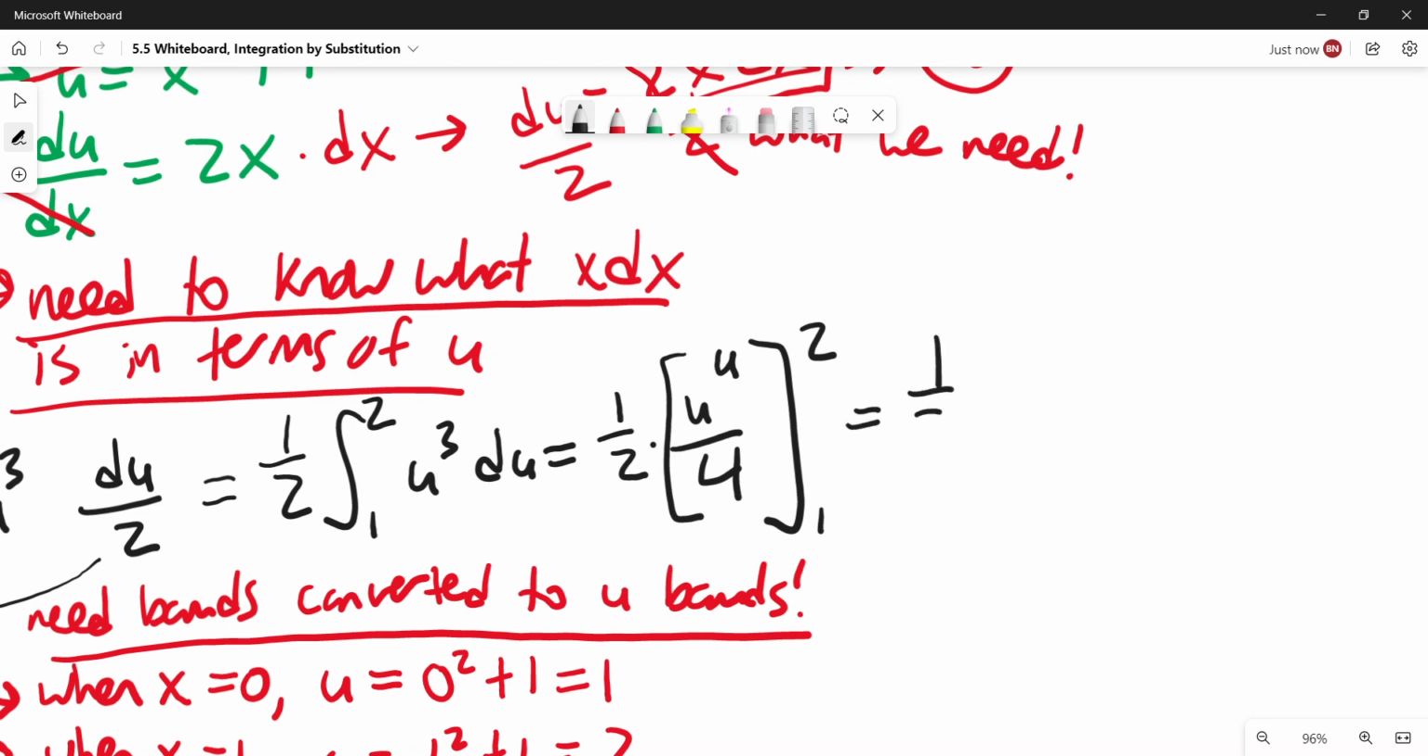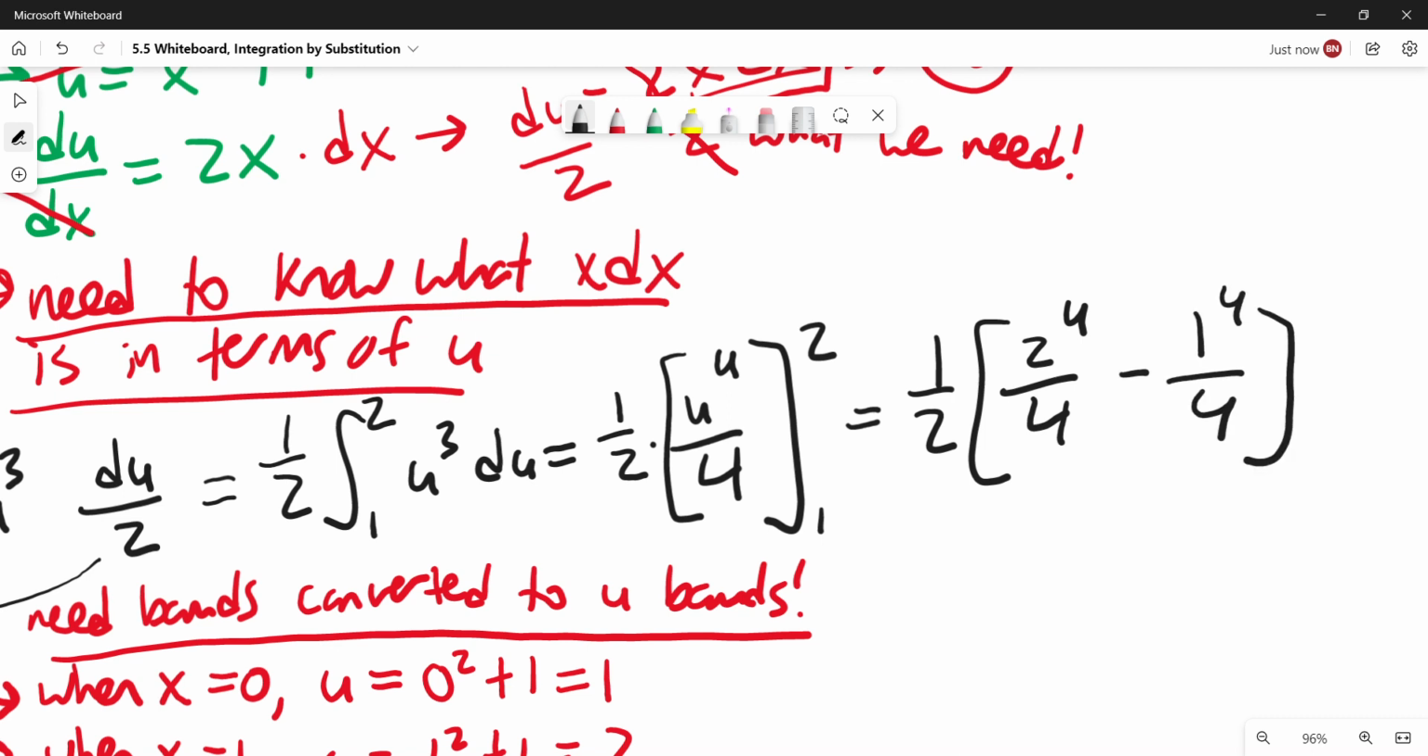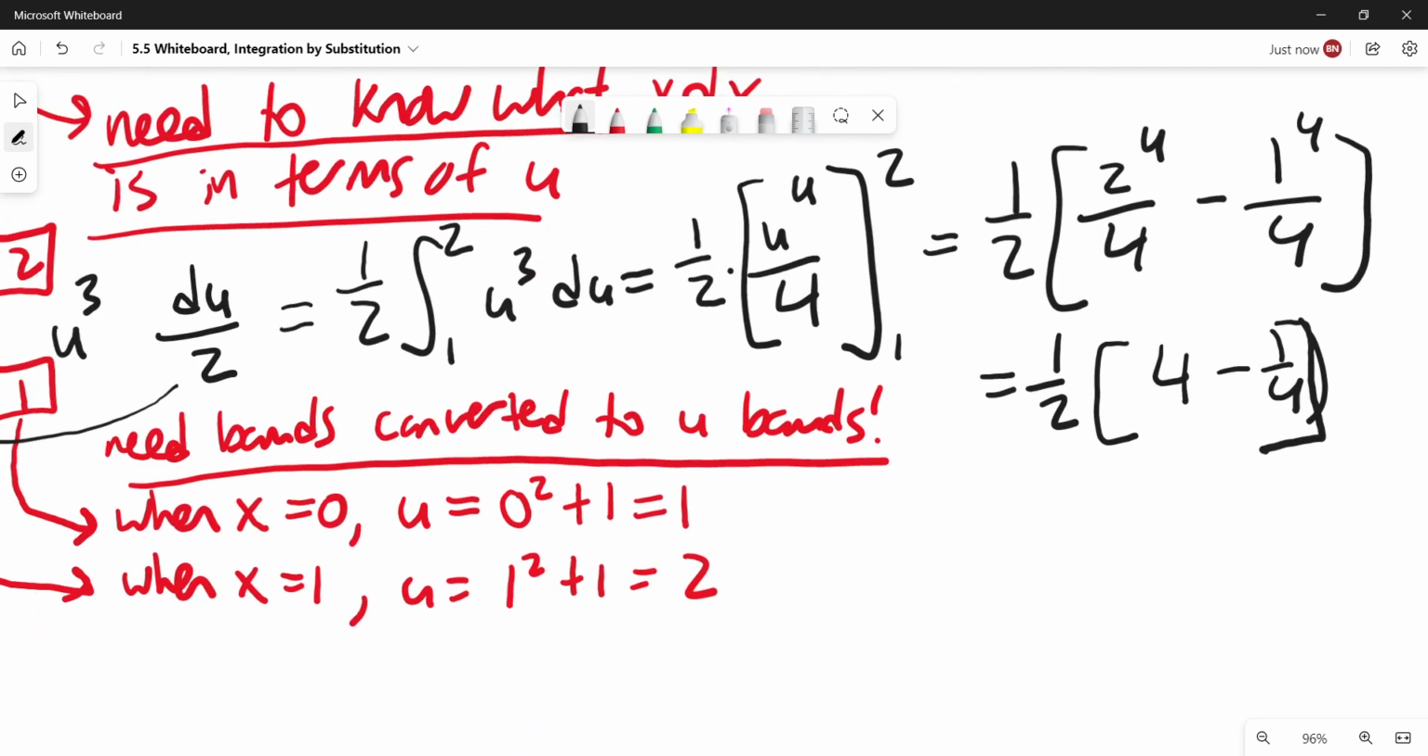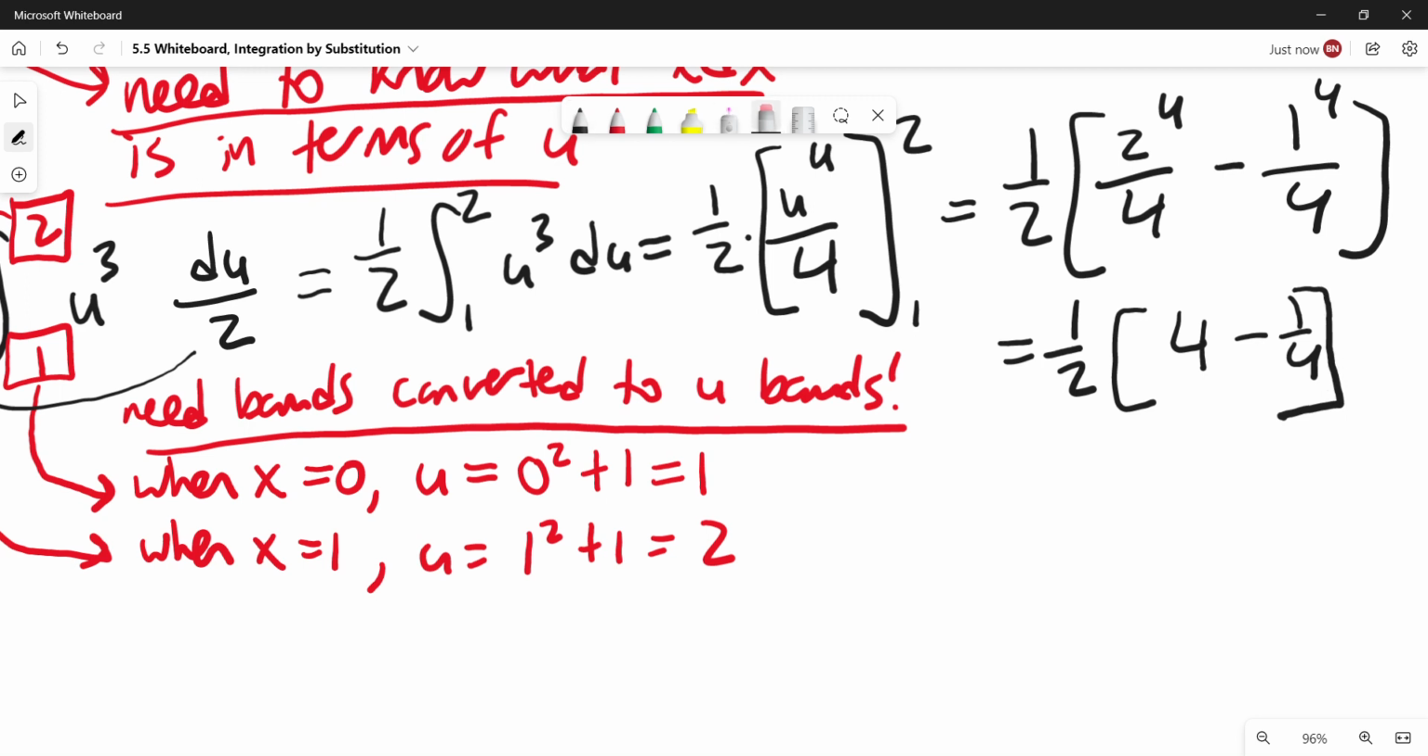So 1/2 times 2 to the 4th over 4 minus 1 to the 4th over 4. So 2 to the 4th is 16, and 16 over 4 is 4, minus 1/4. Okay, 4 minus 1/4. Don't do mixed numbers. Don't say 3 3/4. What is 3 3/4? Well, 4 is 16/4, so 15/4 over 2, that is 1/2 times 15/4, which equals 15/8. Good, we're right.